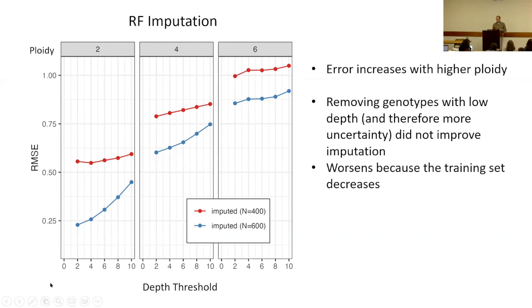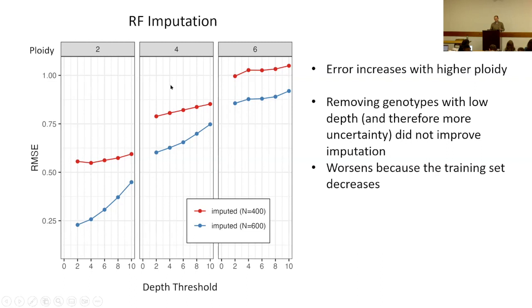So for example, if I have a depth threshold of 4, it means that I'm going to call as missing any sample by marker combination that has less than 4 reads, and I'm going to try and impute that particular instance. And what you see here is that, for one, the error goes up with ploidy. Okay, that's not too surprising. It's harder to impute data in a hexaploid than it is in a tetraploid and a diploid.